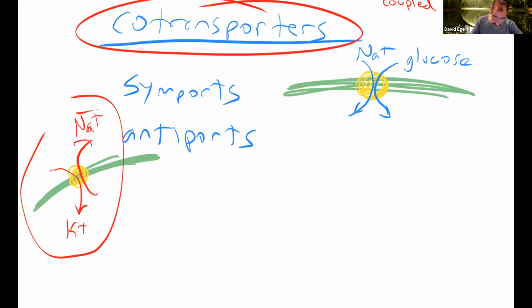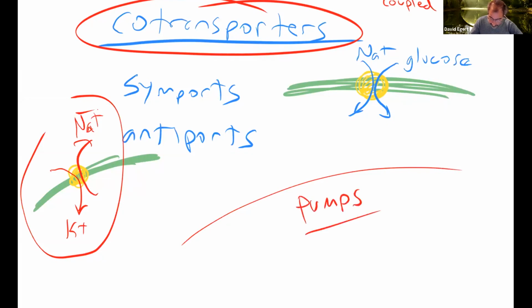Co-transporters, and then the last thing we can also talk about, there's things that act as pumps. These can use ATP to move things. In fact, let me get a new page. Let's talk about active transport now.